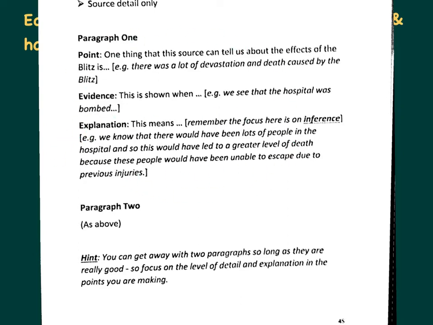So try to state what the source tells you or shows you. State your evidence, so what in the source shows you that. That's very important. And then explain a little further what inference you can make. And then you do the same again, so a second paragraph, a second inference you can make. So you can definitely get away with 2 paragraphs in a 6-mark question, so long as you use lots of details and explain fully the points that you are making.